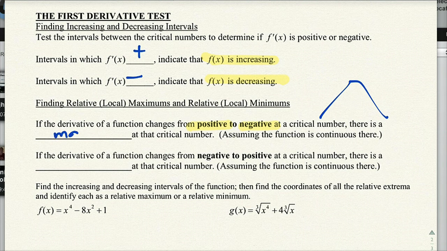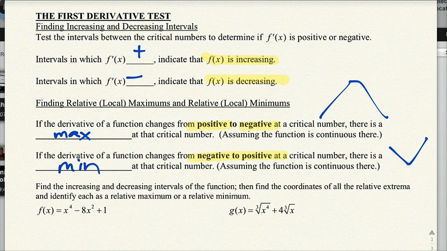I'm just going to write max. Okay? If you have a function and the derivative of the function goes from negative to positive, again, I'll draw it if I forget. If I go from a slope that's negative, then a slope that's positive, I'm going to get a min. Okay, so this is all leading up to these different steps.